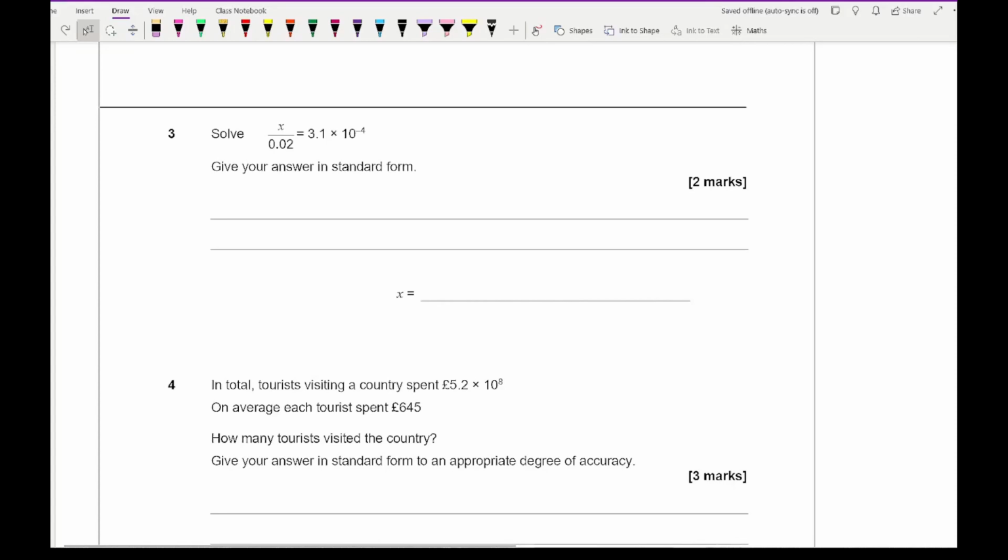So looking at question 3, we're just asked to solve this equation. Now all I need to do here is take this 0.2 over to the other side, and how do I do that? Well, I do that by multiplying this by 0.02. So what I'm typing into my calculator, that x equals 3.1 times 10 to the power of minus 4. Put that in brackets, and that's going to be multiplied by 0.02.